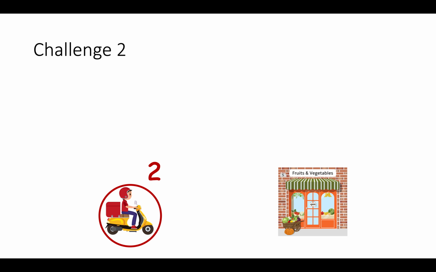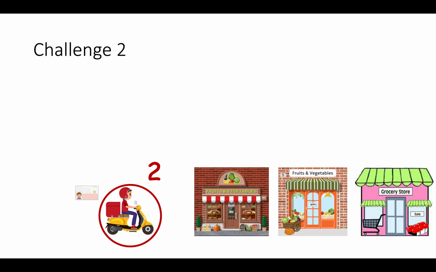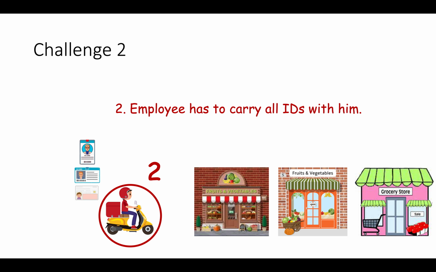Let us see another challenge. We saw that the employee has an ID of the store. The restaurant owner has a tie-up with multiple stores. All stores are providing IDs to the employee. Here is our second challenge. The employee has to carry all IDs with him.